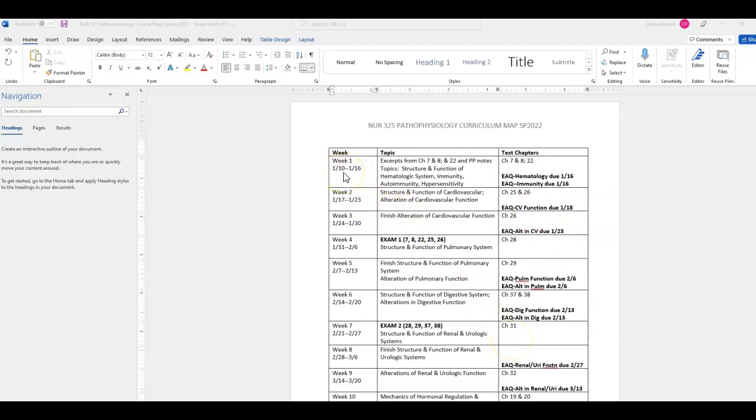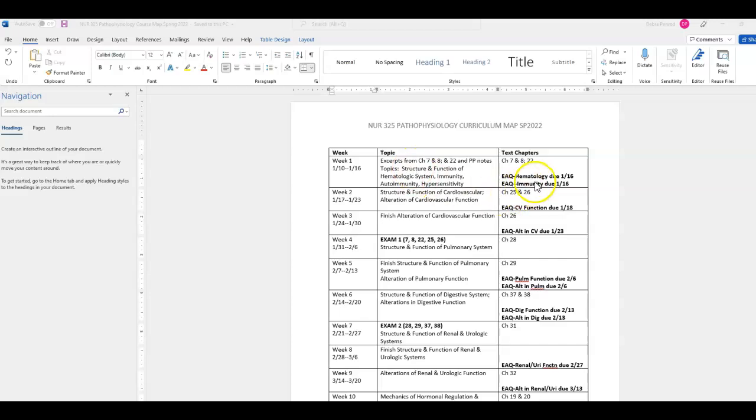So week 1, I'm going to be lecturing on parts of chapters 7, 8, and 22, and adding any PowerPoint notes that I have to go along with these chapters. Chapters 7 and 8 deal with immunity, and chapter 22 deals with hematology. I have those things planned for us for week 1. And like I said, this first week is virtual, so I'm going to do audio PowerPoint for these chapters and have them in the Evolve Classroom under week 1.